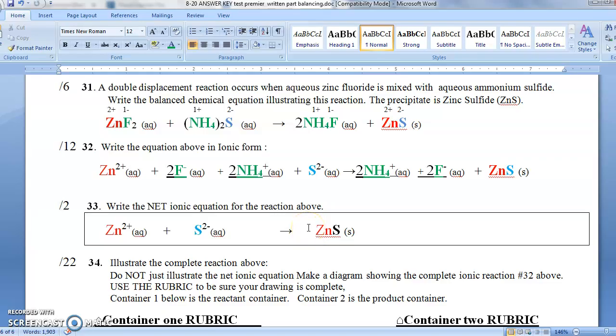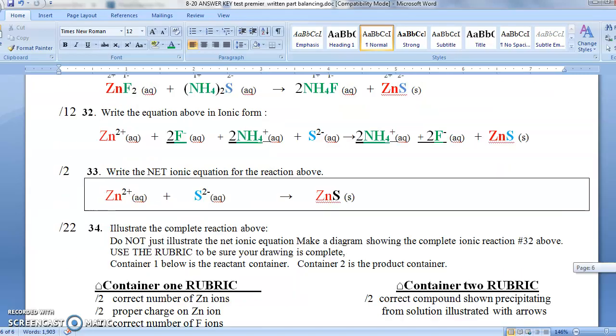In question 34, they want us to draw this. Now, when we draw this, they really want us to draw everything that is floating around in solution. They don't want us to draw the net ionic equation. They want us to show everything that is floating in solution. So what is floating in solution? Well, for every one zinc 2 plus floating around, we have 2 F minuses and 2 ammonium ions and 1 sulfide ion.